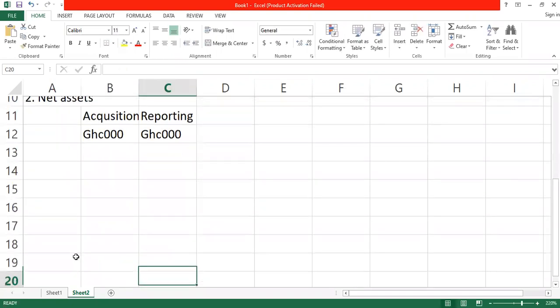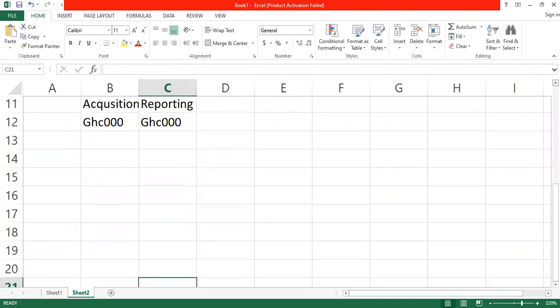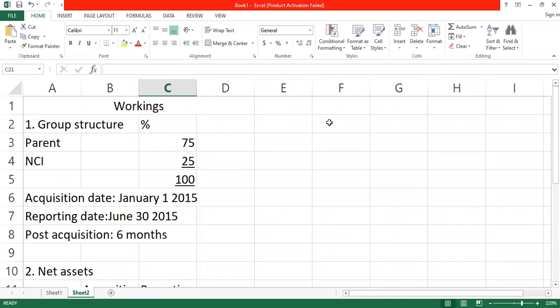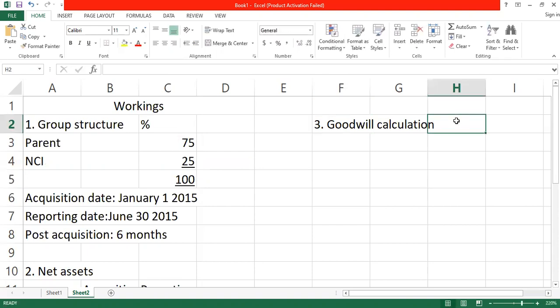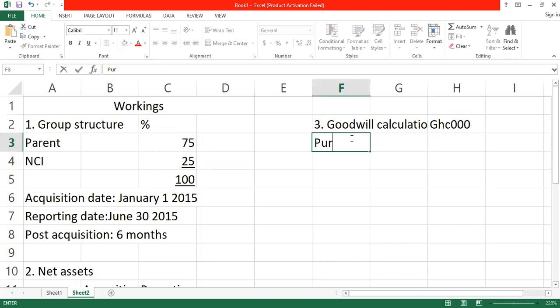So after this one, let me put the 3 here. After this one, we have the 3. The 3 is what? Goodwill calculation, isn't it? Yes. So for the goodwill calculation, we start with our purchase consideration. How much are we paying? And how much should we have paid? The difference is the goodwill.